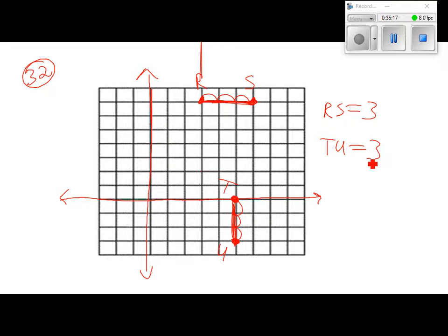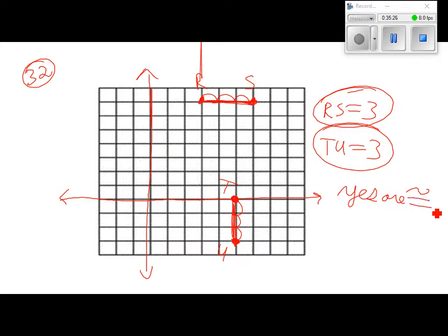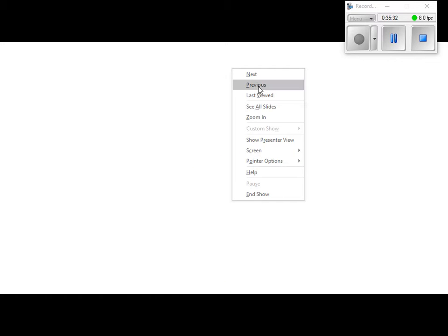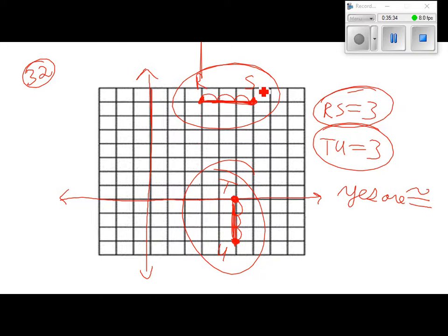So we look at those two. They have the same measures. So that means yes, they are congruent. So they wanted to see this graph to make sure you know how to graph. Make sure you're doing that right. And they wanted to know if you know what congruent means.